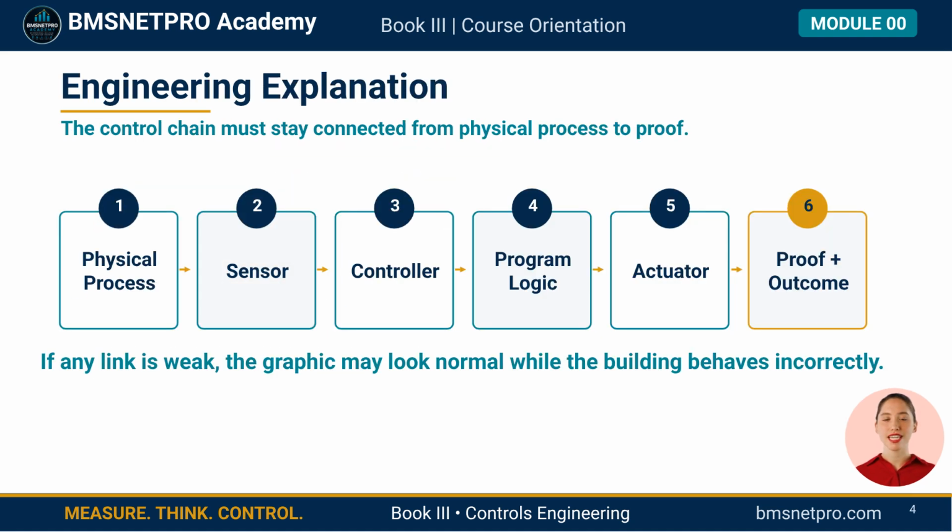This slide shows the engineering chain we will use all the time. Start with the physical process, then identify the sensor that represents that process. The controller receives the input, and the program logic decides what correction is required. The actuator or final control element changes the building. Then we need proof and outcome evidence. If the sensor is wrong, the logic may make the wrong decision. If the actuator does not move, the command is meaningless. If the process does not respond, the control loop is not successful. This is why the course keeps returning to evidence.